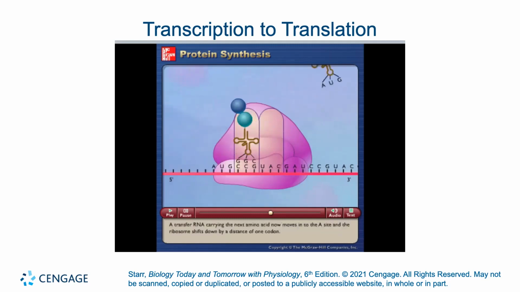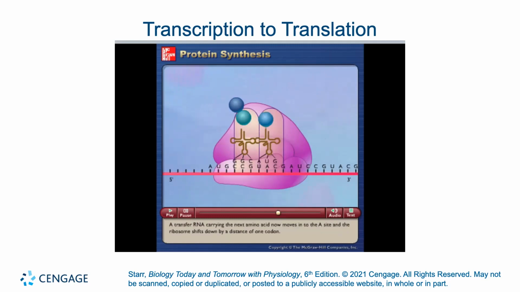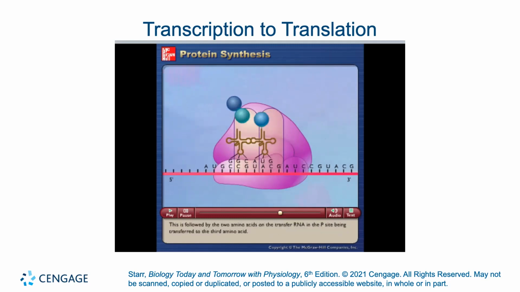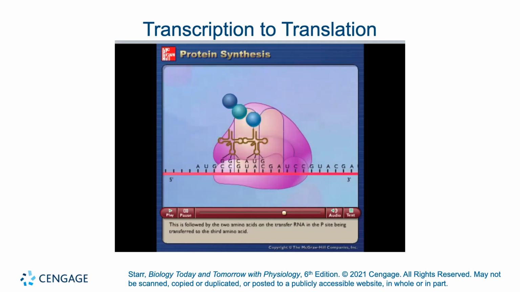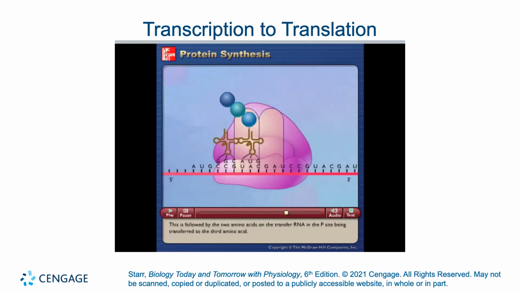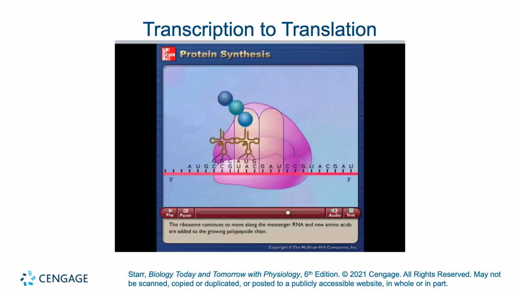A transfer RNA carrying the next amino acid now moves into the A site, and the ribosome shifts down by a distance of 1 codon. This is followed by the 2 amino acids on the transfer RNA in the P site being transferred to the 3rd amino acid. The ribosome continues to move along the messenger RNA, and new amino acids are added to the growing polypeptide chain.